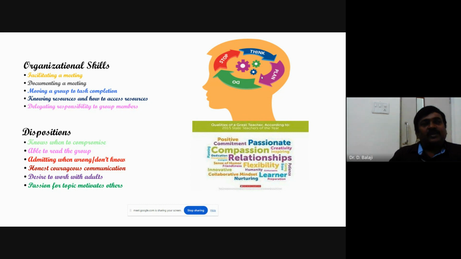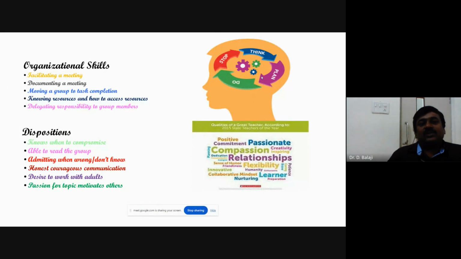Documenting a meeting. So what skills does a teacher require? The minutes of the meeting: what decisions we took in the meeting, you should note down everything. These are the skills a teacher must have. Moving the group to task completion. Being a teacher leader, you should move a group to complete the task. Knowing the resources and how to access them: what resources are available and how to access these resources. You should have a clear-cut idea about this.